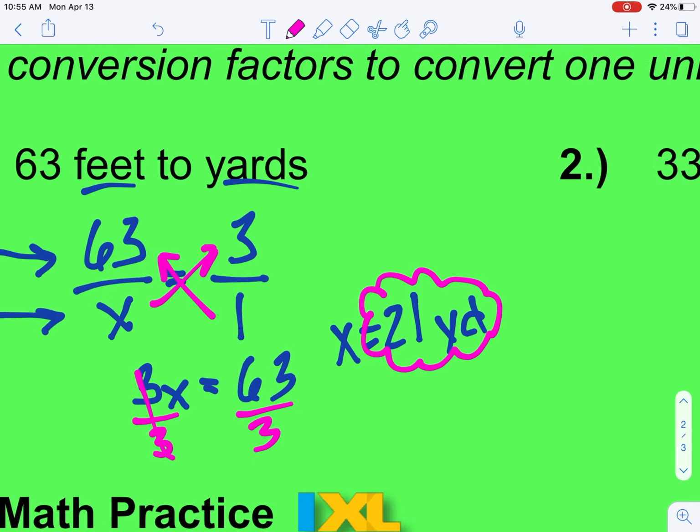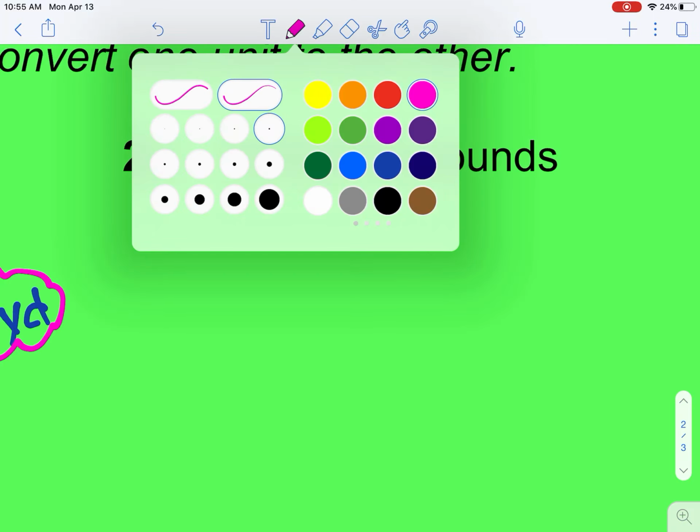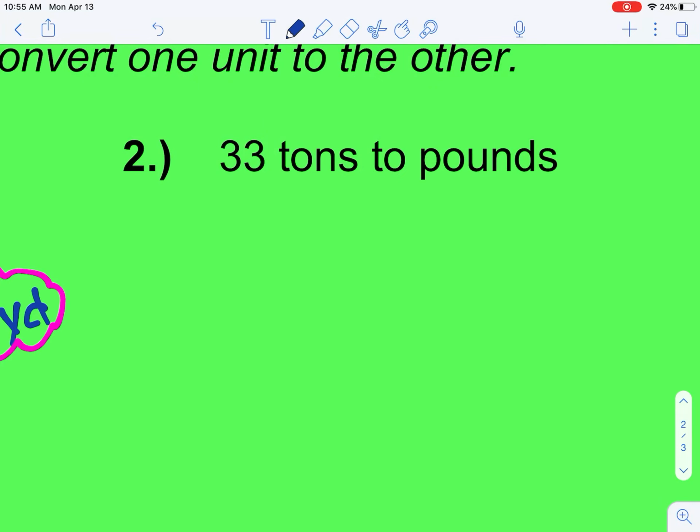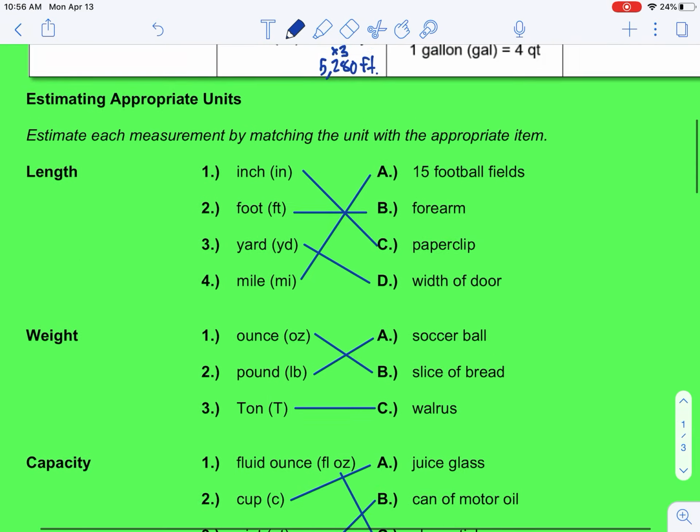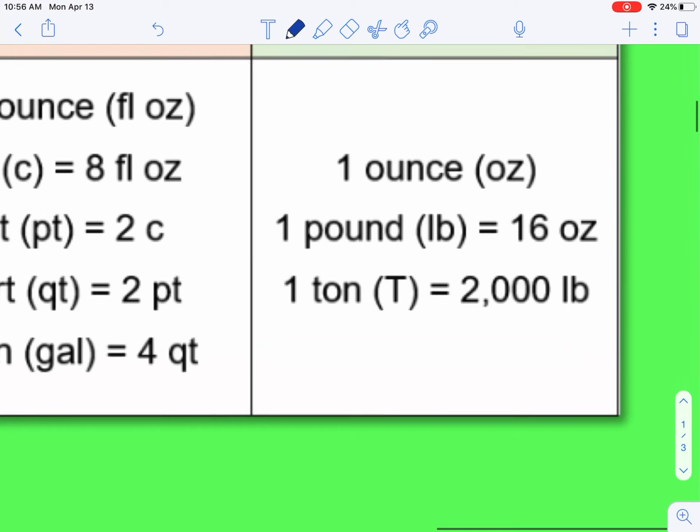All right, let's take a look at number 2. Number 2, I have 33 tons to pounds. So the two items I'm comparing is tons and pounds. So I'm going to keep tons on the top and I'm going to keep pounds on the bottom. So I have 33 tons is I don't know how many pounds. So I'm going to go back up to the top and look for tons and pounds. So here we go, it's right here. 1 ton is 2,000 pounds. So those are the numbers I'm going to use. 1 ton is 2,000 pounds.